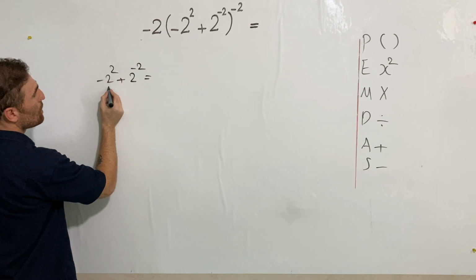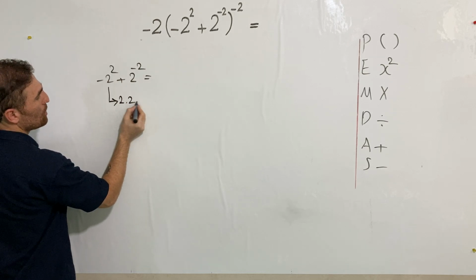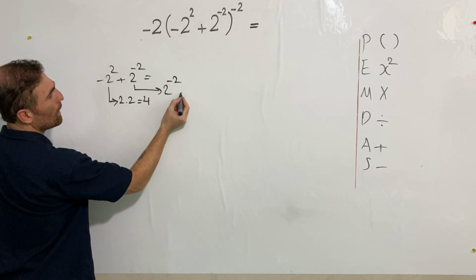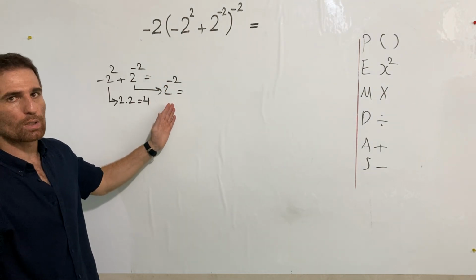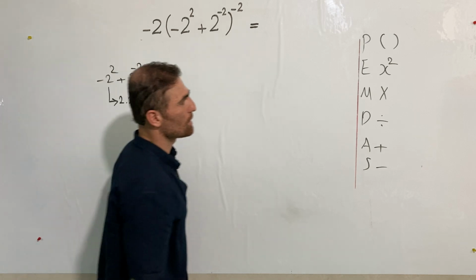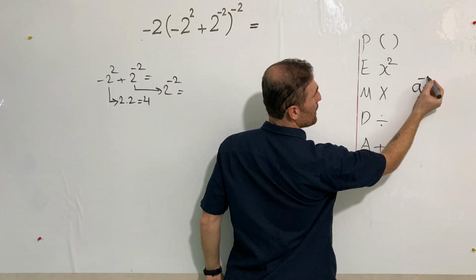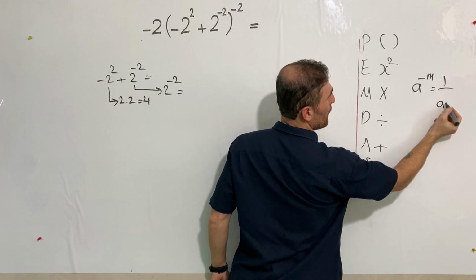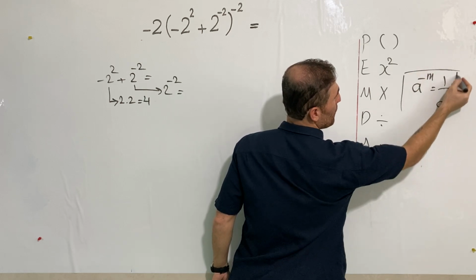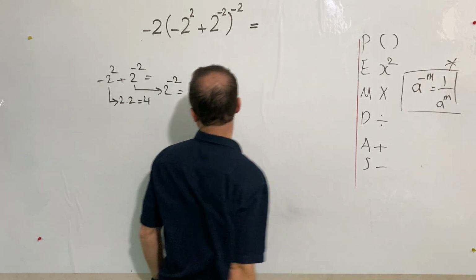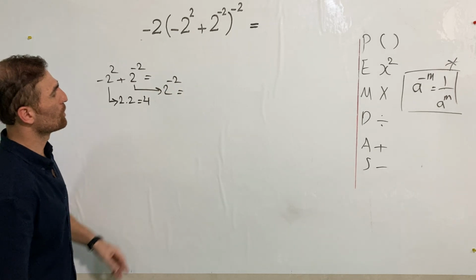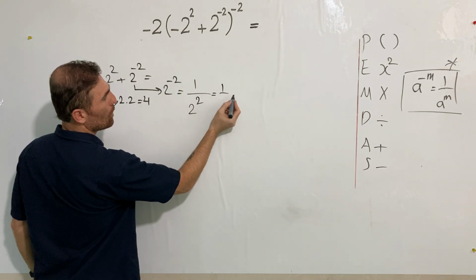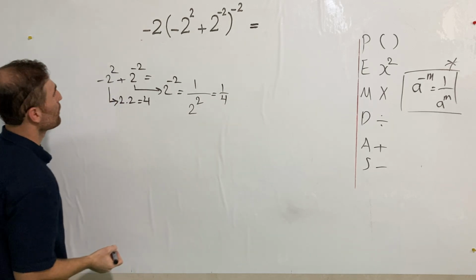As you know, 2 squared is the same as 2 times 2 or 4. But what is the value of 2 raised to the power of negative 2? To solve this, I'm going to get help from a math rule that says a raised to the power of negative m is the same as 1 over a to the power of m. So 2 to the power of negative 2 is the same as 1 over 2 raised to the power of 2, or 1 over 4. So what do we have here?